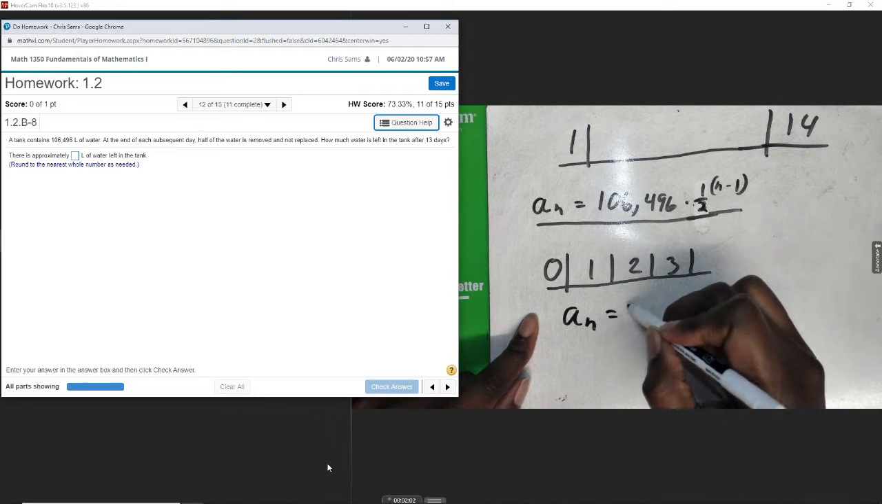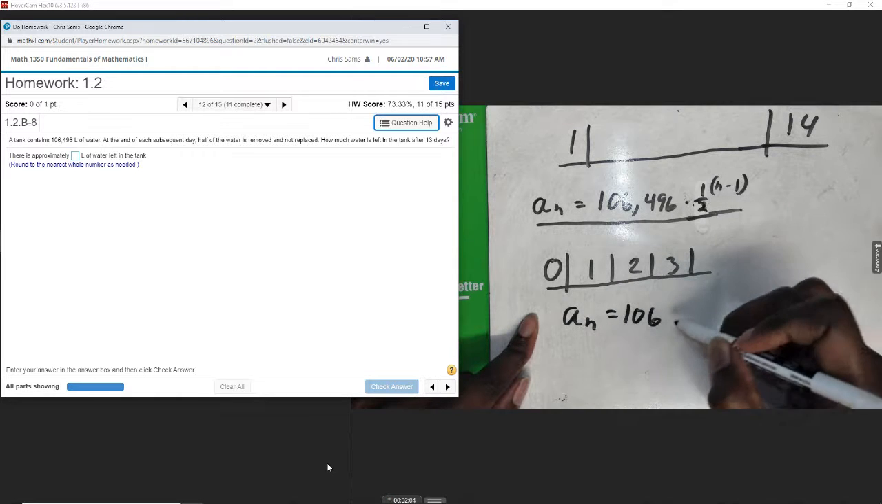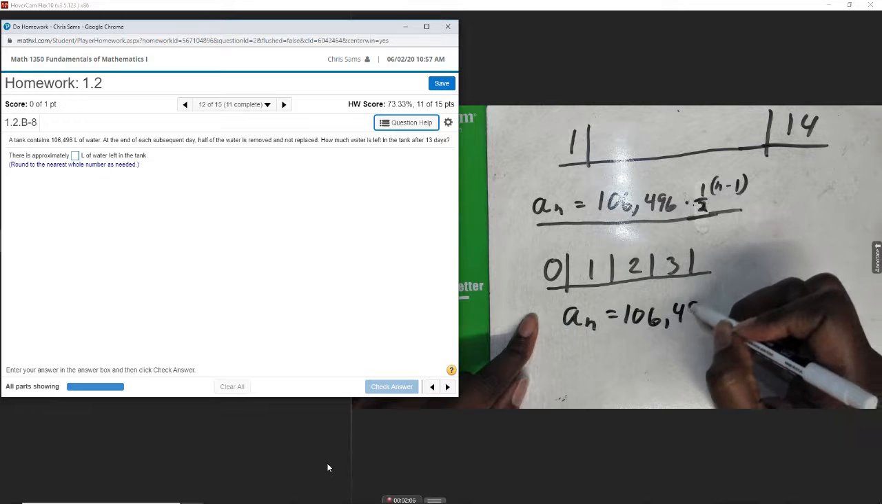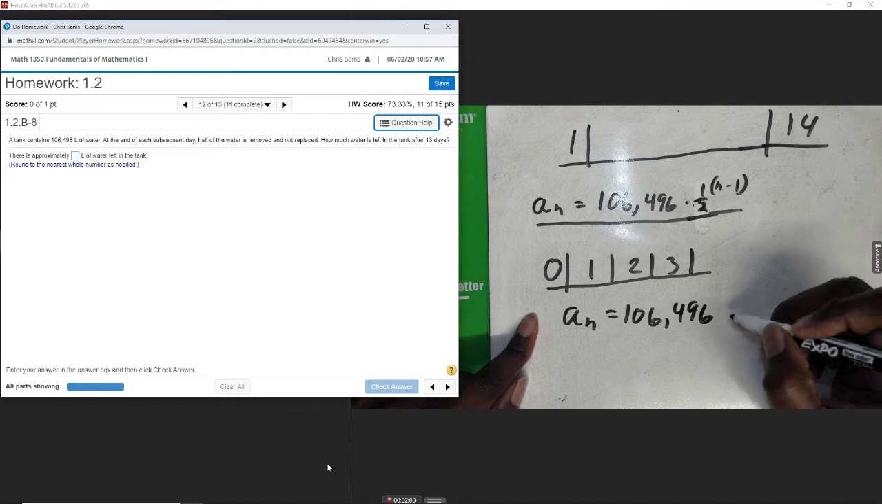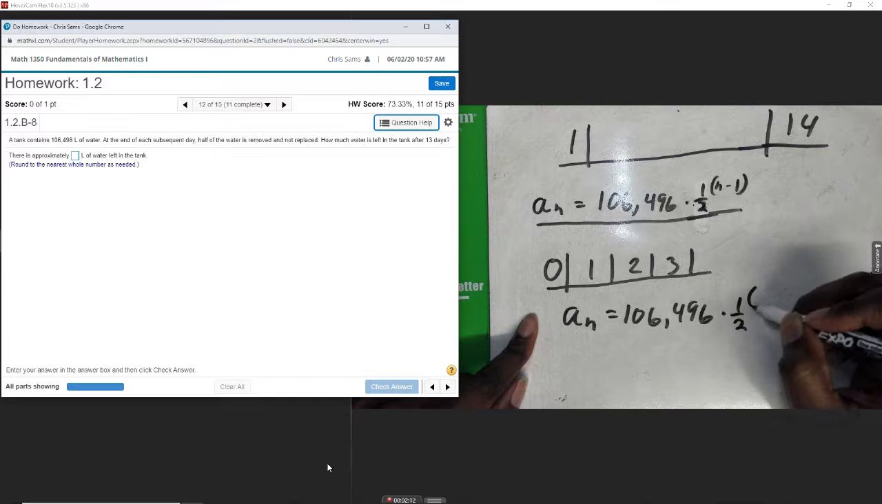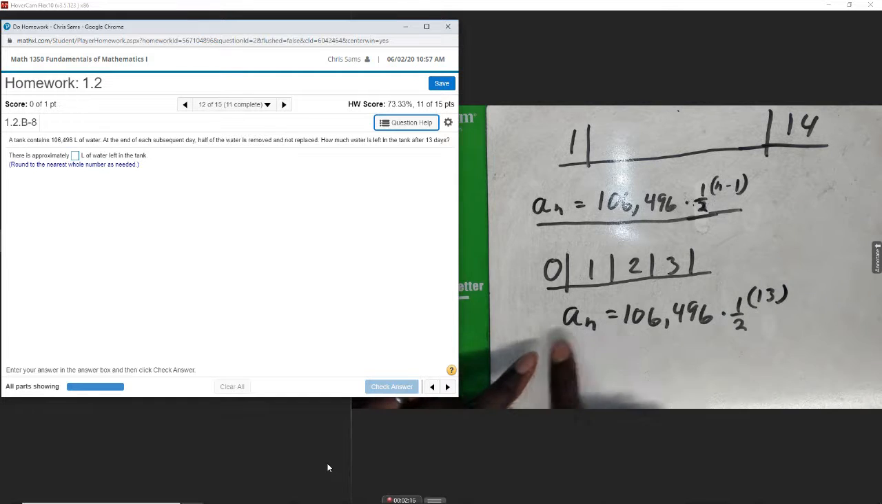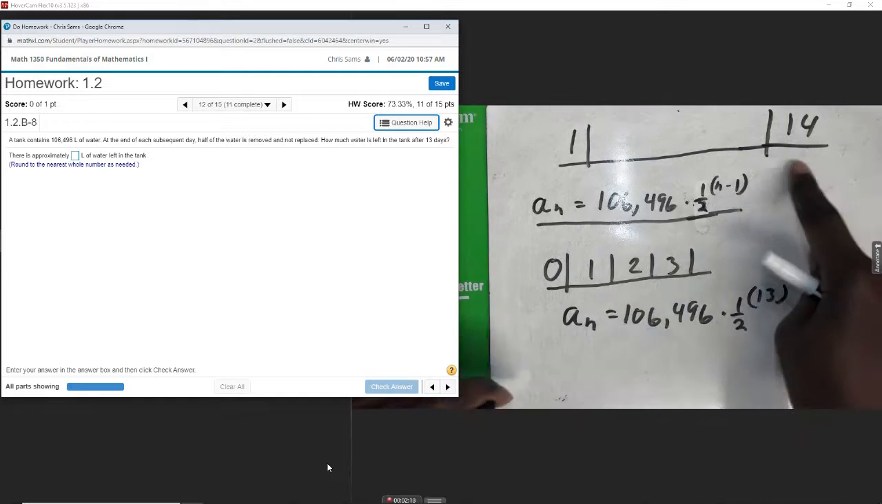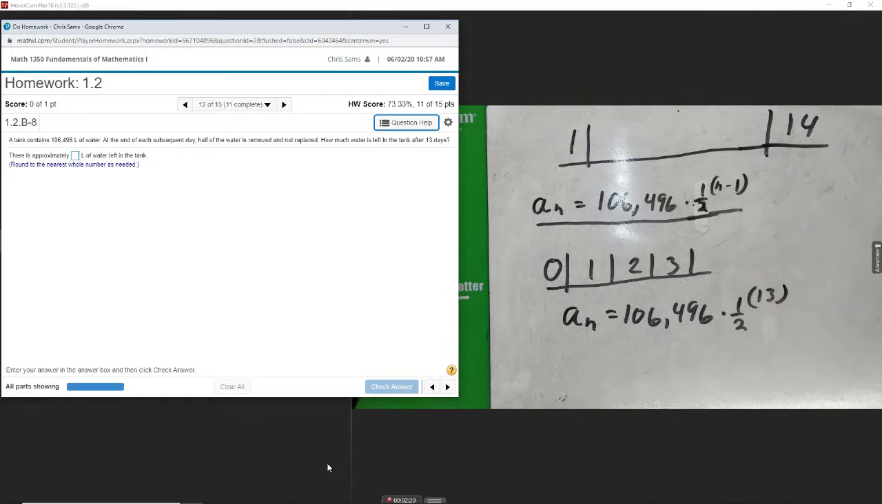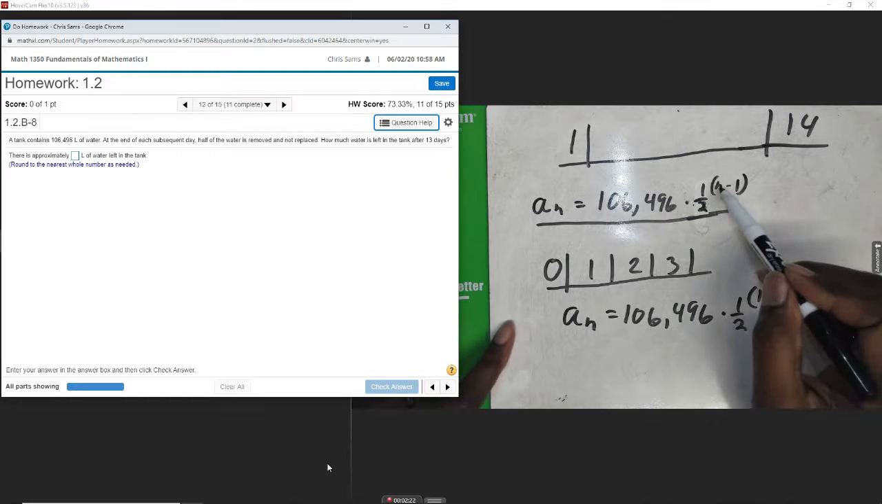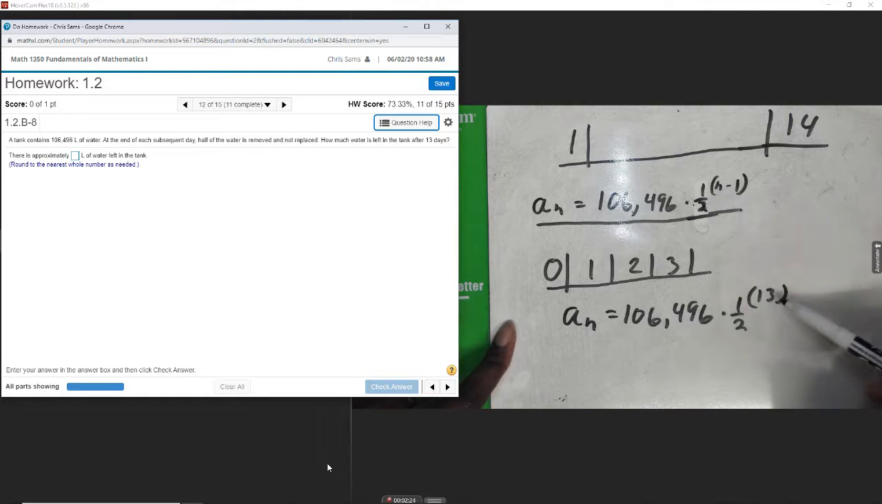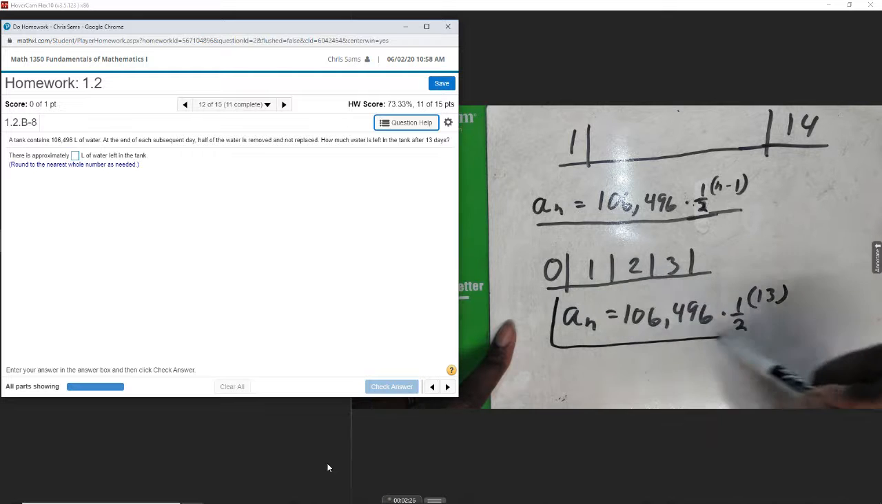A_n equals 106,496 times 1/2 just to the 13th power. Either way, this is what you're going to be doing, but this allows you not to have to manipulate and change anything. Because even if you put 14 here, 14 minus 1 is going to give you 13. This is what we're doing, okay?